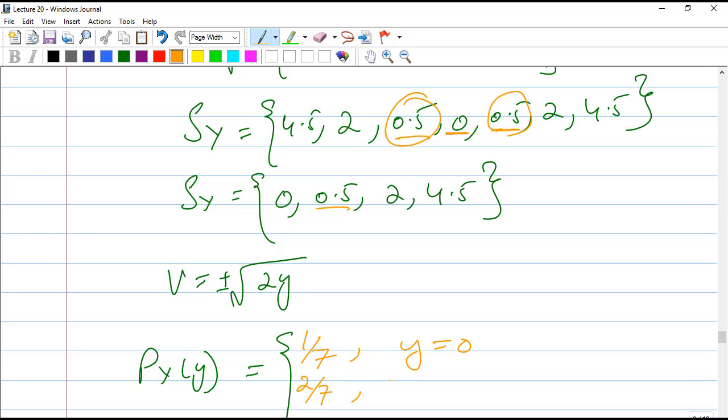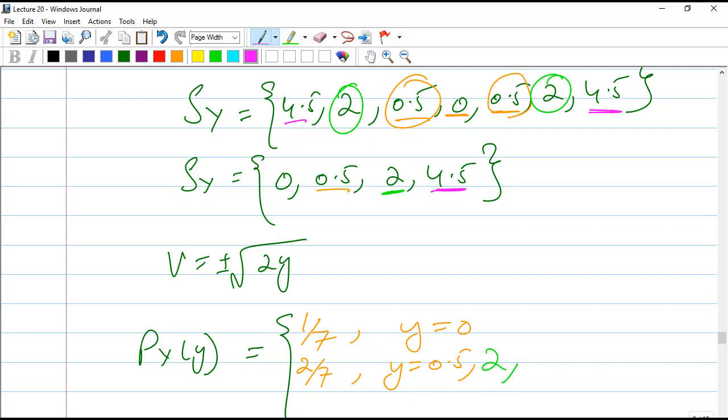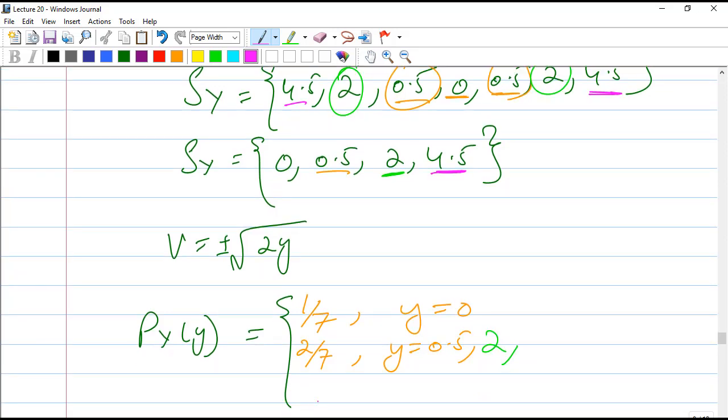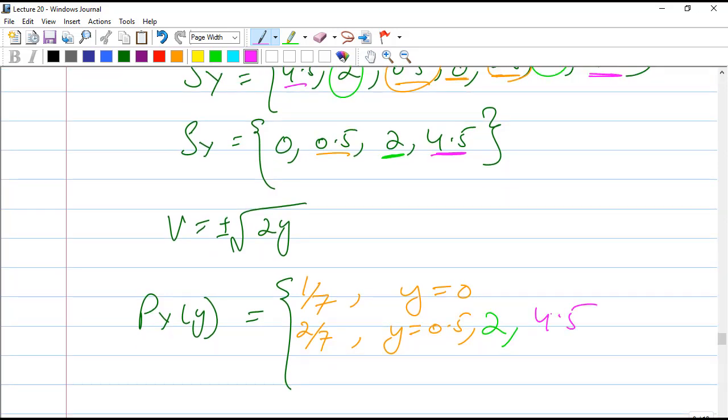for y is equal to 0.5. And similarly for 2, it's again repeated twice, so that will be 2 by 7. And similarly for 4.5, it's again repeated twice, so the probability will be again 2 by 7. And that would be 0 otherwise.